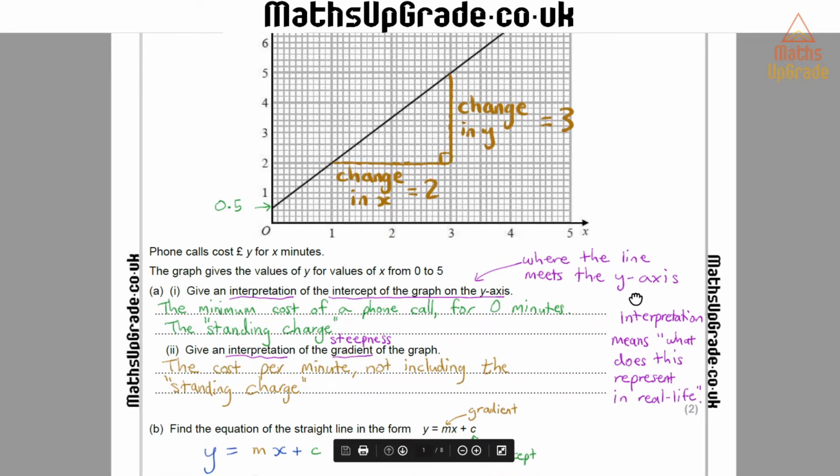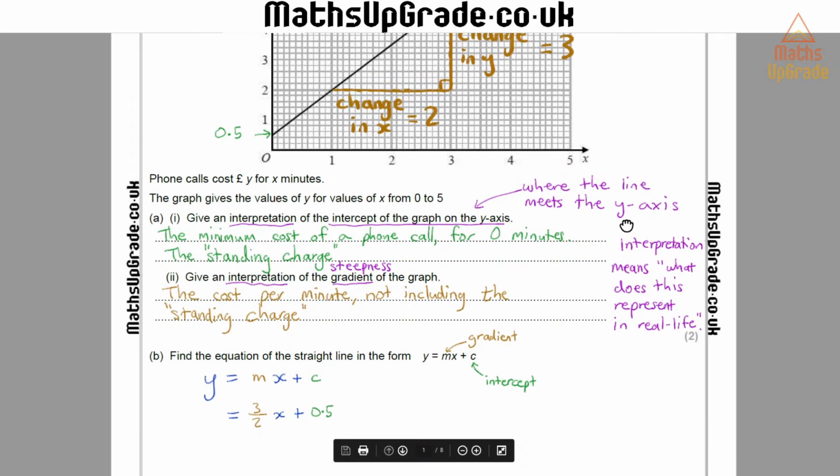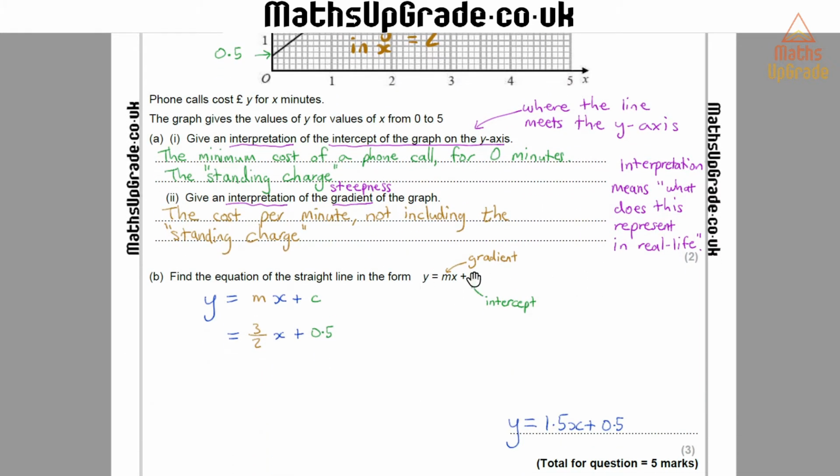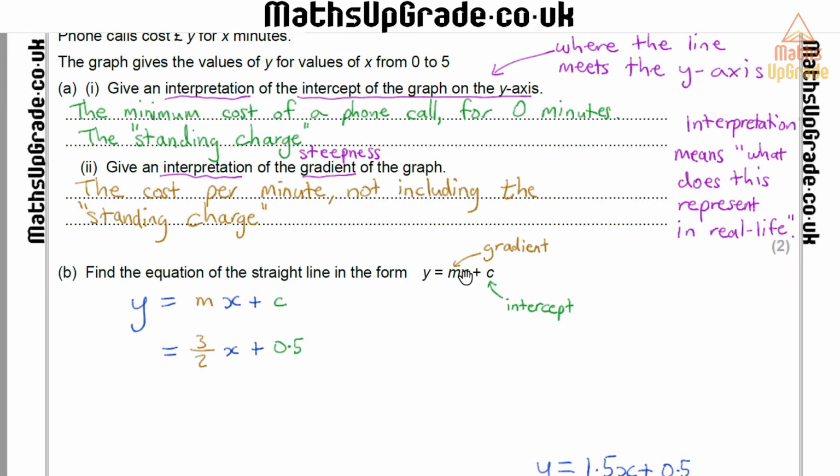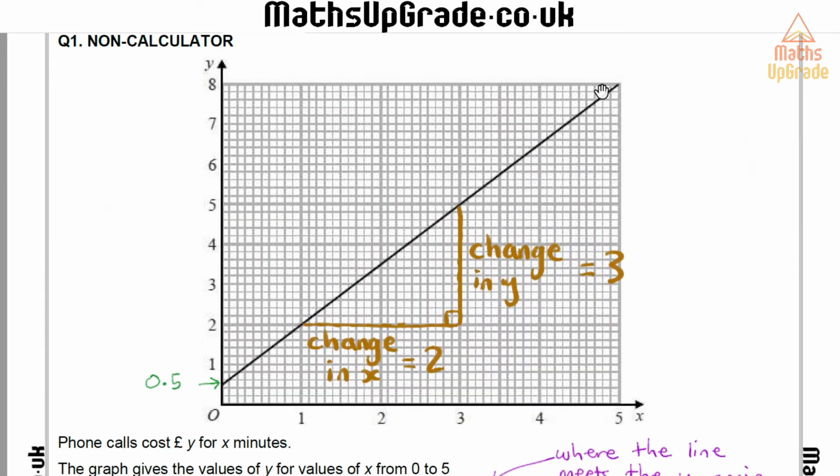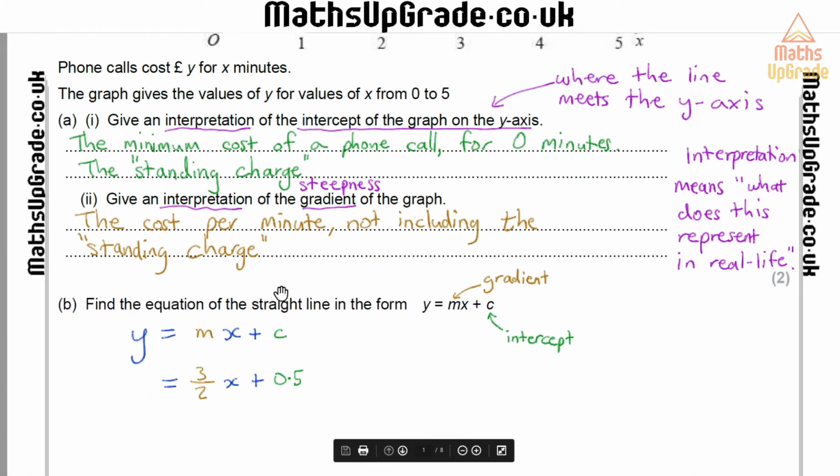Part B, find an equation of the straight line in the form y equals mx plus c. So y equals mx plus c, the coefficient of x, right, so the number in front of the x, is known as the gradient, and the number which is added on or subtracted here is known as the intercept. Okay, so we need to find the value of m, the gradient, and the value of c, the intercept, right? Let's do the value of c first because that's really easy. The value of c is just where this line cuts the axis, it's the intercept, right? So you can read off here, it's 0.5 or a half, right?